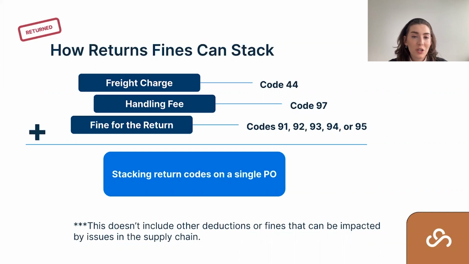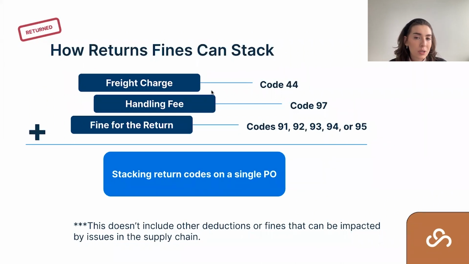Walmart is going to ensure that you pay for the extra work it takes when, instead of putting the inventory out on the floor for customers to purchase, it's sent back to you, sent to a consolidation center, or, if it's a damaged good, completely destroyed. That's how single return codes can start to stack on each other within a PO. But this doesn't even include other deductions or fines that can be impacted in this situation.